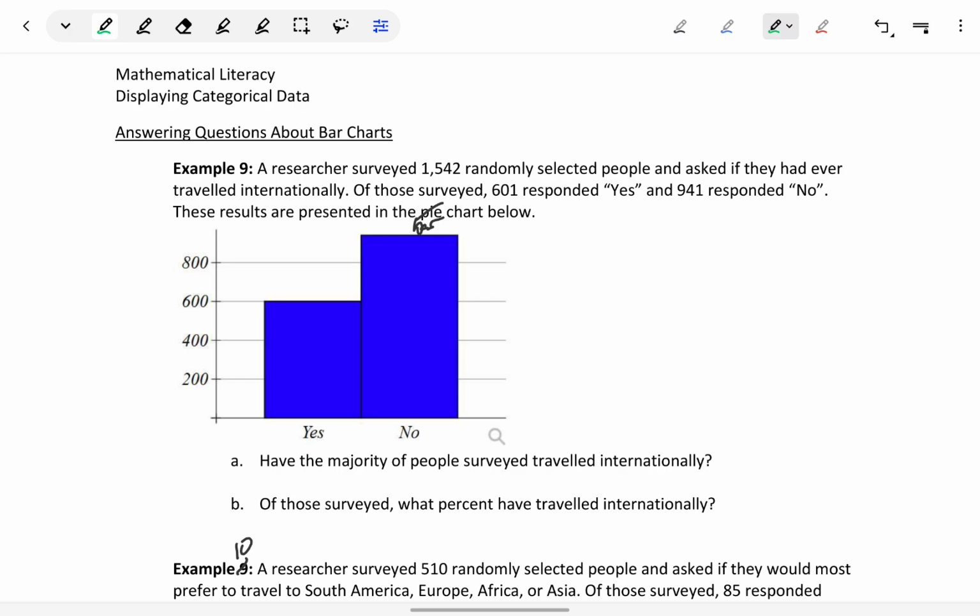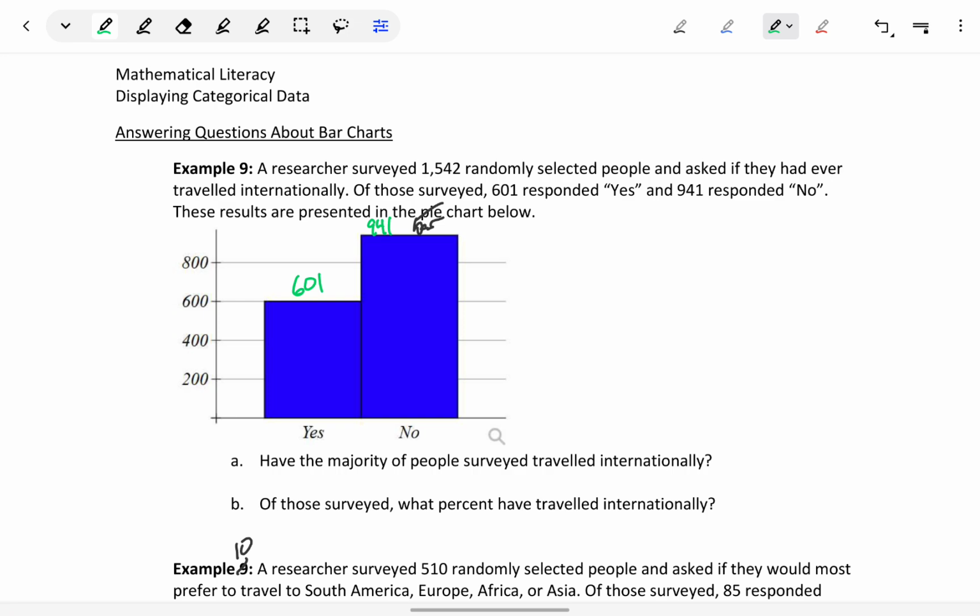So we can pull the information out of the problem to know that the height of this bar for yes, even though it looks like it's right at 600, is actually 601. And the height of the no bar is 941, telling us that 941 people responded no. So while we can't get that information from the graph precisely, it's provided for us to give us that extra information.